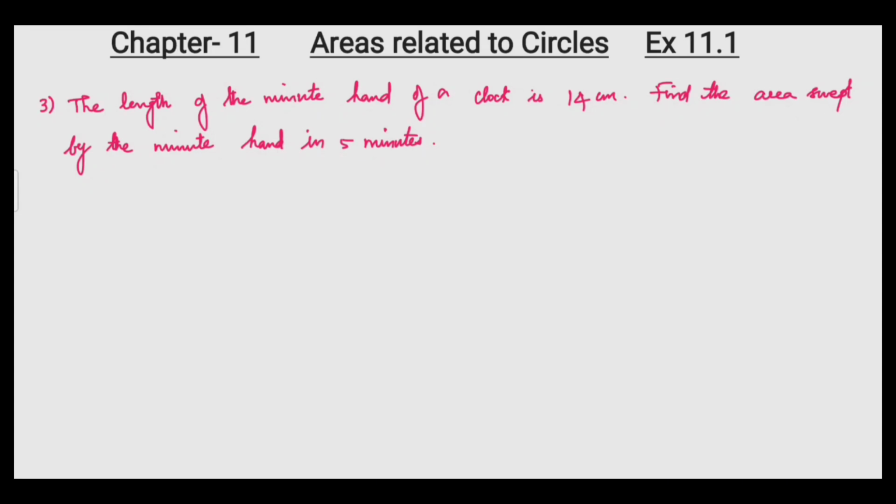Today let us see the third question of exercise 11.1. The length of the minute hand of a clock is 14 cm. Find the area swept by the minute hand in 5 minutes.